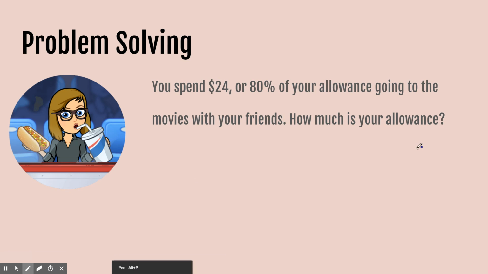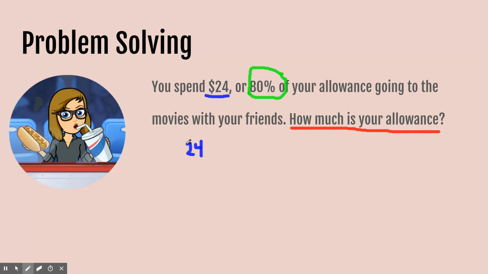So the way that we know that this is the part is because they're saying if you spend $24 or 80%, they're saying this is a part of your allowance. We want to know what your whole allowance is. So this right here is the part. 80% is what is equivalent to that part. And then we want to know how much is the whole allowance. Okay, so that's how you can kind of figure out that it's the part instead of the whole, because I know that's a little bit hard at first, to just pick through these word problems and figure out what each piece they're giving you is.